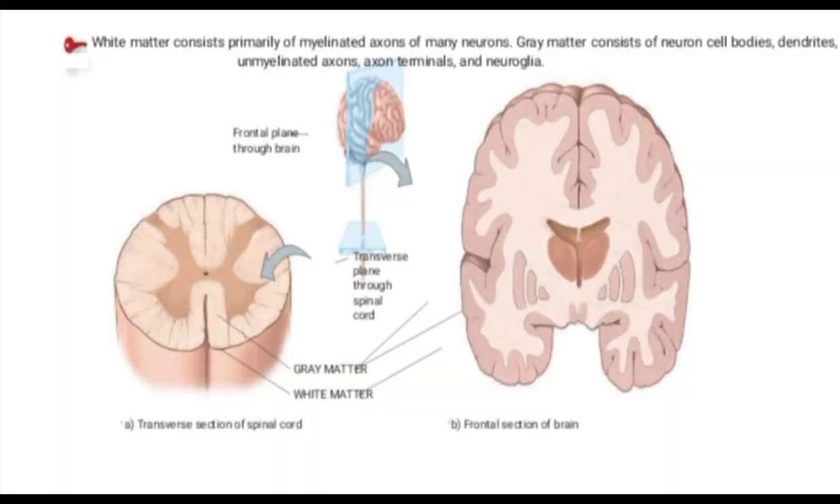So this is the picture: white matter consists primarily of myelinated axons of many neurons. Gray matter consists of neuron cell bodies, dendrites, unmyelinated axon terminals, and neuroglia. That's all.